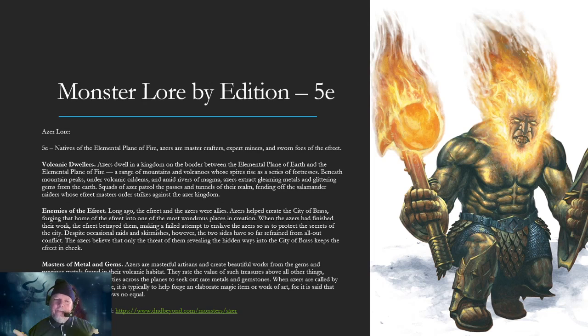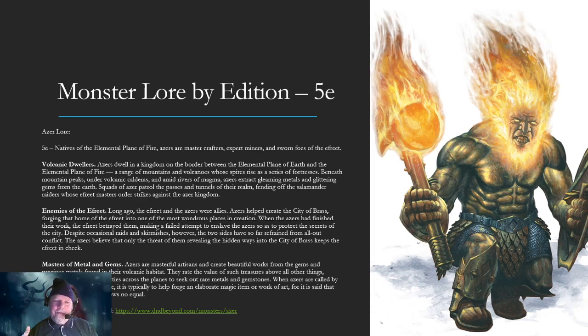Enemies of the Ifrit. I wonder why they're enemies of the Ifrit. Long ago, the Ifrit and the Azers were allies. Azers helped to create the City of Brass, forging that home of the Ifrit into one of the most wondrous places in creation. When the Azers had finished their work, the Ifrit betrayed them, making a failed attempt to enslave the Azers so they could protect the secrets of the city. Despite occasional raids and skirmishes, however, the two sides have so far refrained from all-out conflict.